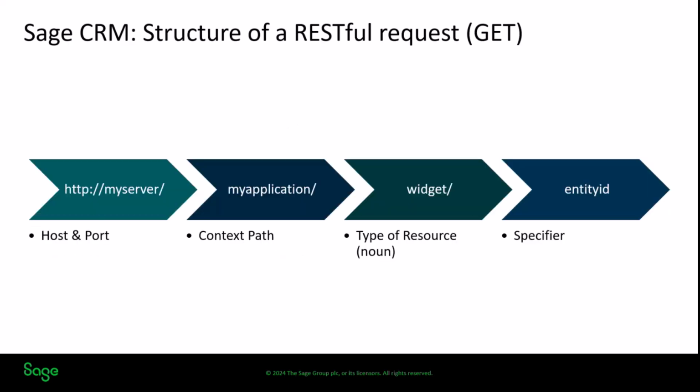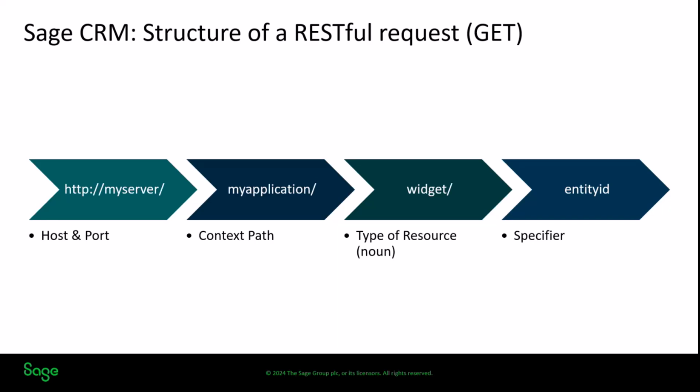Those actions are then associated with the full path. So if we just concentrate on the GET, we think about the way in which the endpoint is structured. So a REST URL is going to have the idea of a host and a port.